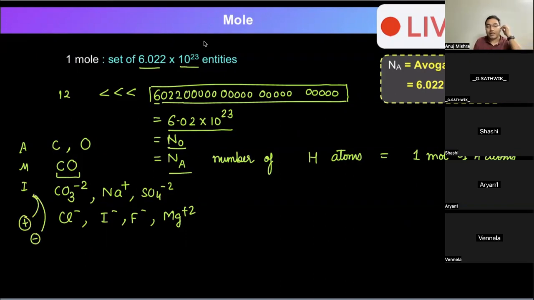Both are possible. Charges can be positive or negative. Anyone who can come on mic and tell me what is the meaning of positive charge? Please come on mic and tell me what is the meaning of positive charge.